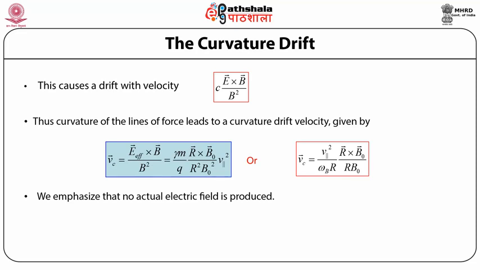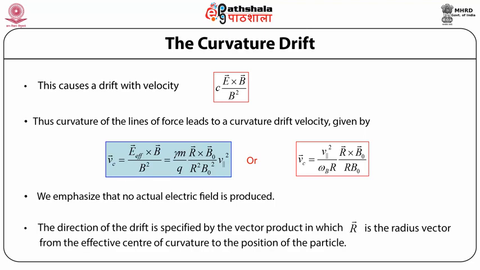The frequency of gyration is given by omega_b equals q B0 divided by gamma m. Using this expression, Vc can be written as Vc equals V parallel squared divided by omega_b r, times r cross B0 divided by r B0. The direction of the drift is specified by the vector products in which r is the radius vector from the effective center of curvature to the position of the particle.